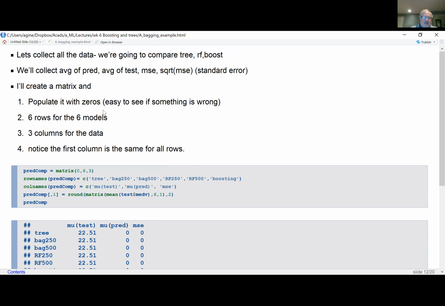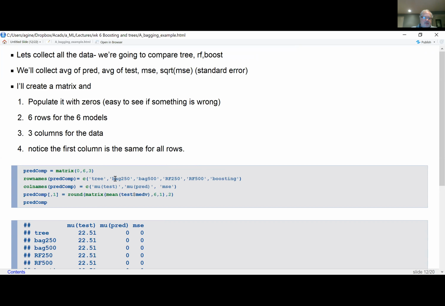Because I'm going to have, as you can see here, the mean of the test value. So what's the average value of the houses in the test? What's the average value of the prediction? And what's the mean square error? That's predict comp, I'm just calling that the name of the matrix. It's of zeros with 6 rows and 3 columns, and I'm giving it the row names of what they are.